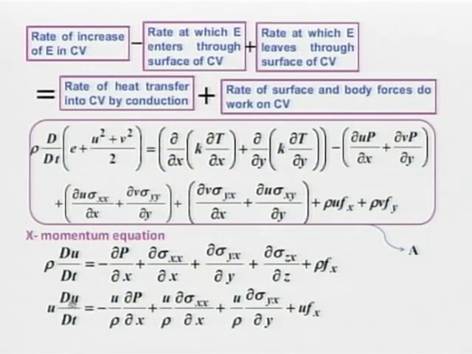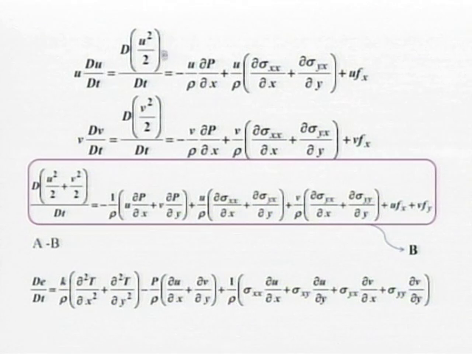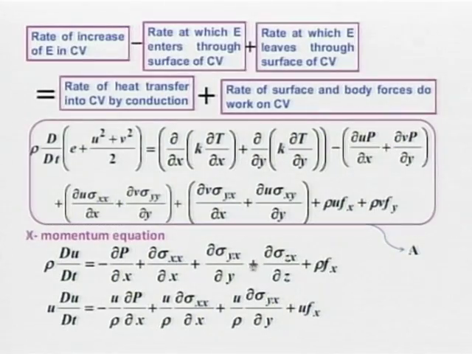So u du/dt I can write as d(u squared by 2)/dt, and this is my right hand side. On the same note, I can write v dv/dt as d(v squared by 2)/dt. What is this? The y momentum equation. So why am I doing this? If I add these, I get u squared by 2 plus v squared by 2 on the left hand side. Now this is my equation B and this is my equation A.